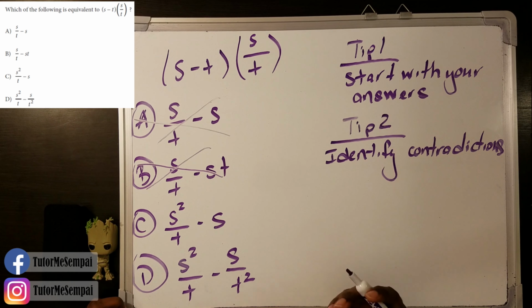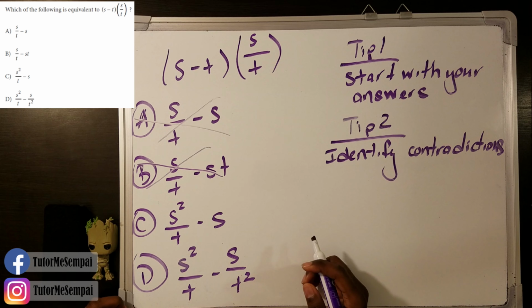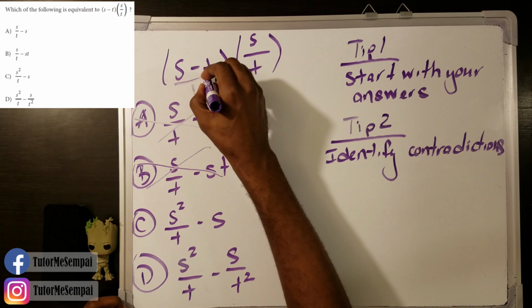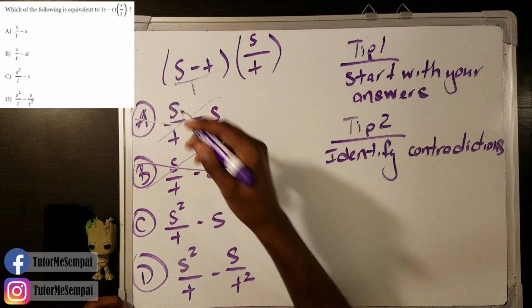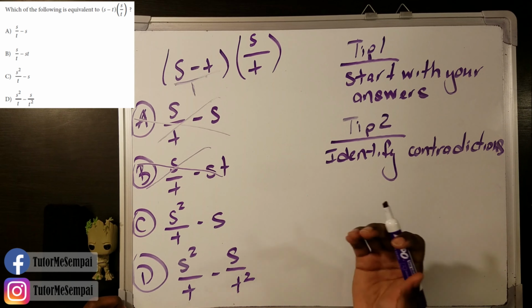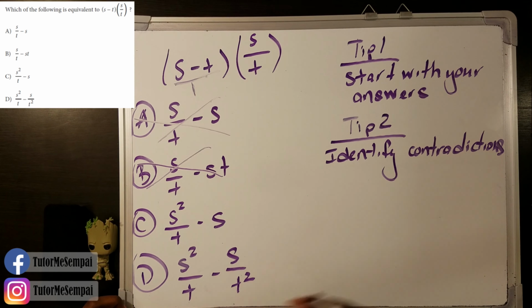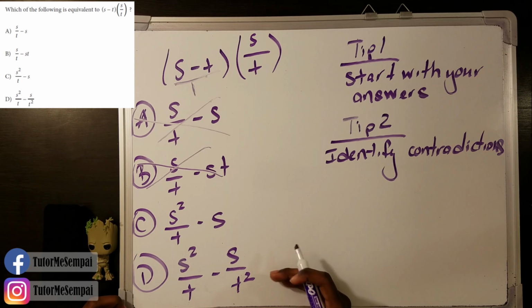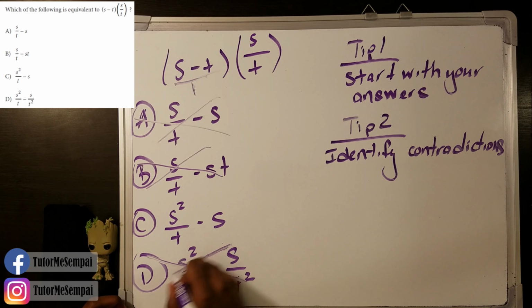Do we need a t squared? So let's look at our question. Well, you see we have a t in the denominator, but there's only one of them, right? There is no other t in this denominator here, so there is no way that we can get a t squared in a denominator. That's a contradiction. This does not have a t squared, but one of our answers does. So we can eliminate D.